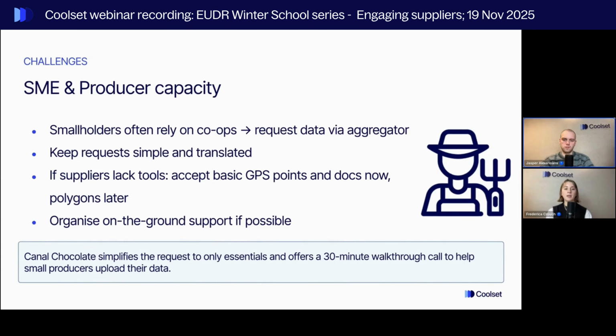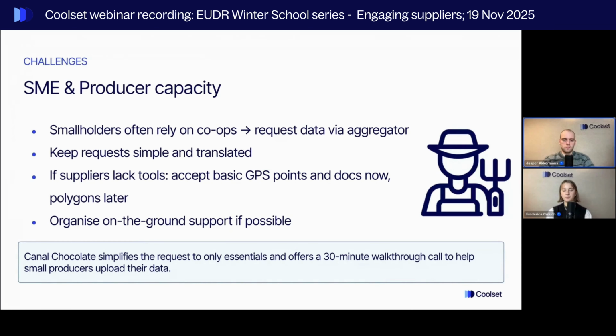But if you are working with either an aggregator or a smallholder, keep requests simple and translated. With the rise of AI and Google Translate, this is an easier task for us to do here. Determining the language and just translating those documents makes it that one step easier. And again, organizing on-the-ground support is so helpful for suppliers to kick them off. Canal Chocolate, again, simplified requests by asking only essentials in very clear language, and then offering calls to help with any technical requirements.